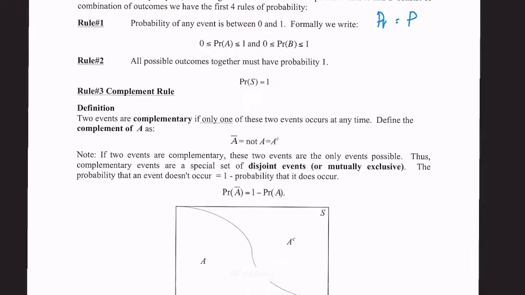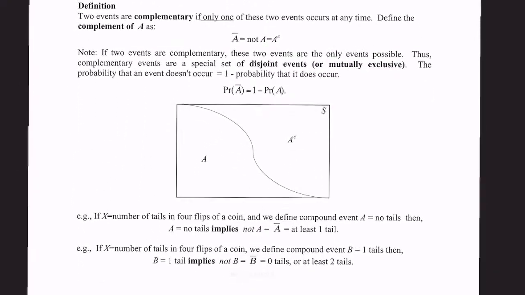The rule for complements, which we learned. Two events in general are complementary if only one of these two events can occur at any time. To write the complement, we can use a bar. Oh yeah, I didn't mention the bar. A bar, or say not A, or a complement. They all mean the same thing.